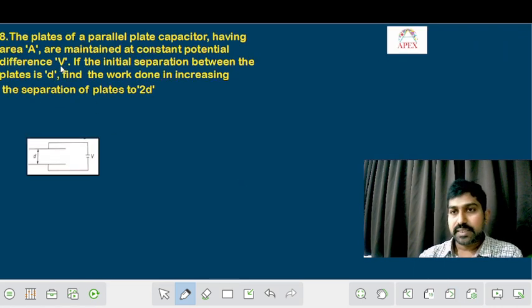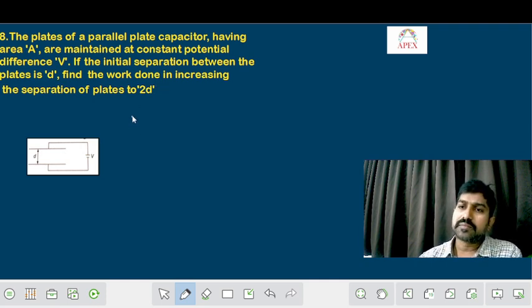And question number 8. The plates of a parallel plate capacitor having area A are maintained at constant potential difference V. Of course, a battery was connected here. If the initial separation between the plates is D, find the work done in increasing the separation of plates to 2D. So initially when the separation is D, it will have some energy. When separation is 2D, then also it will have some energy. The difference between these two energies is nothing but the work done.